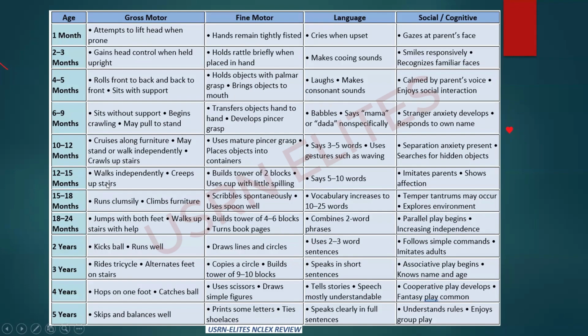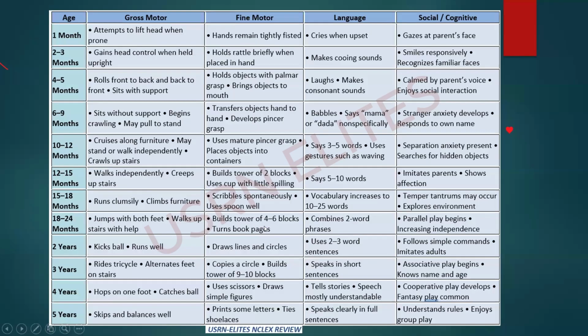18 to 24 months, they jump with both feet. Okay, they jump with both feet. They can walk upstairs with help. And look at this one. To those of you who have seen questions on tower building, right? By 2 years, they are able to build a 4 to 6 block tower. All right, like those toys that they arrange. And they are able to turn pages of books. Okay, they can turn pages of books.